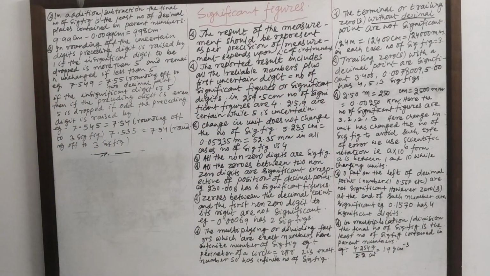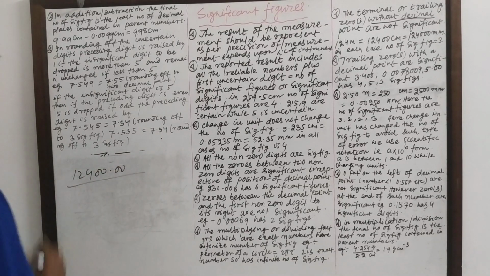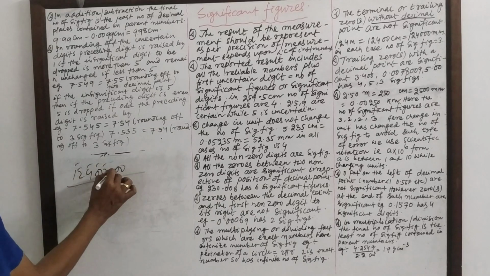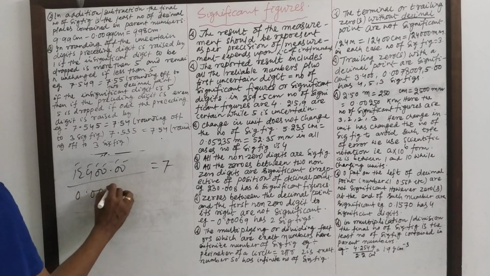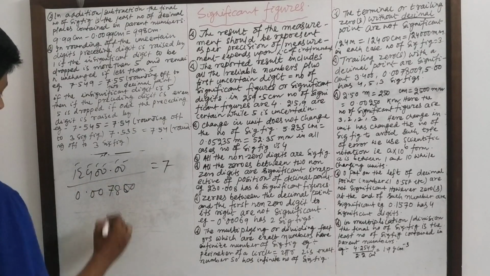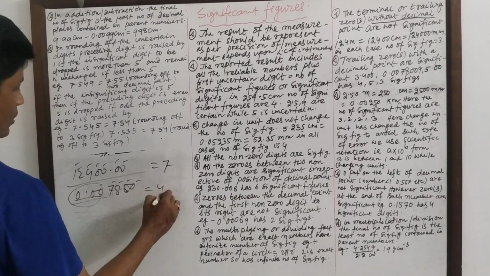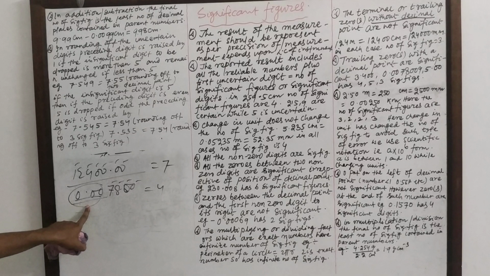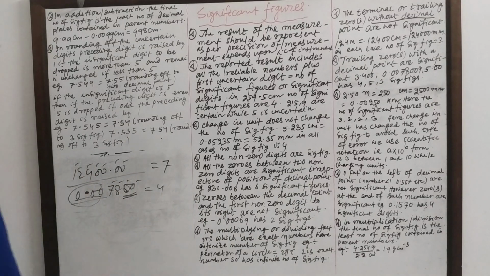With decimal points, trailing zeros, 12400.00, it has 1 2 3 4 5 6 7, so 7 significant figures. In the case of 0.007800, these leading zeros are not significant, but 7800 has 4 significant figures. With the decimal point, the trailing zeros are significant.